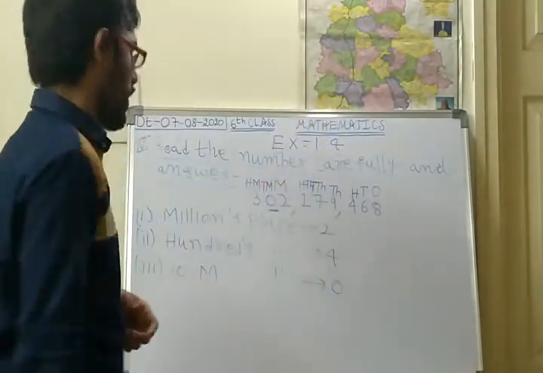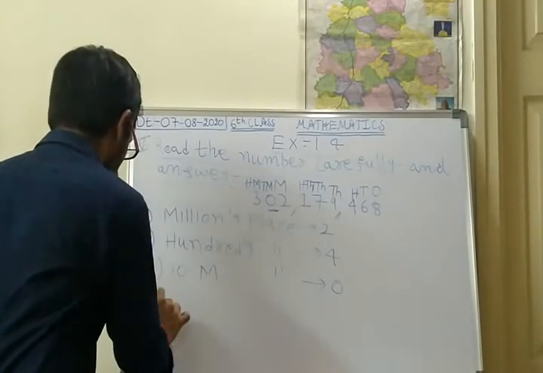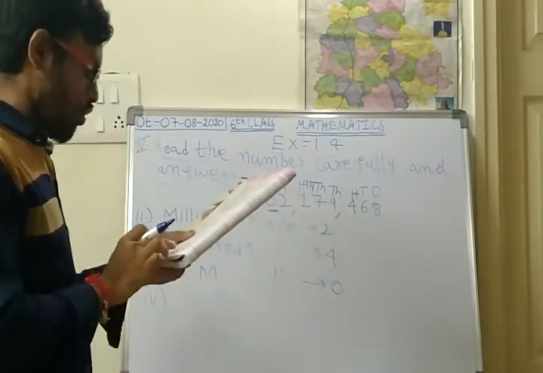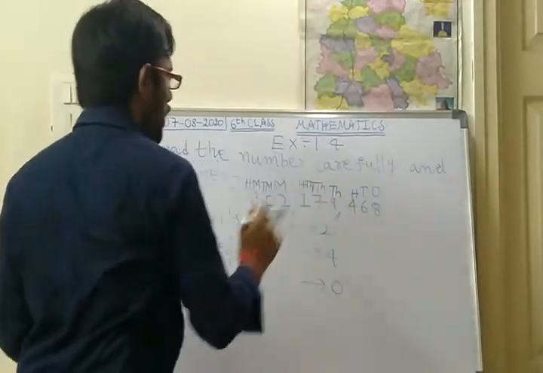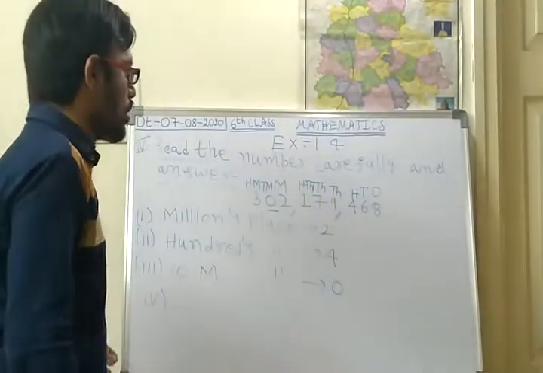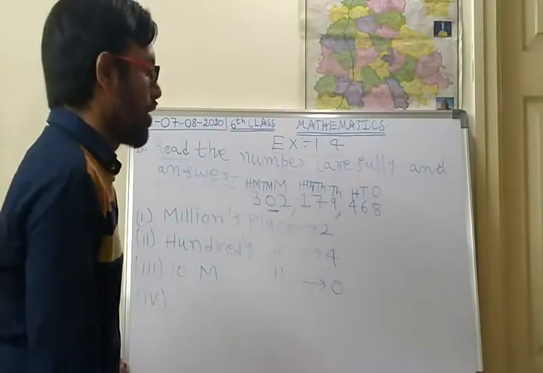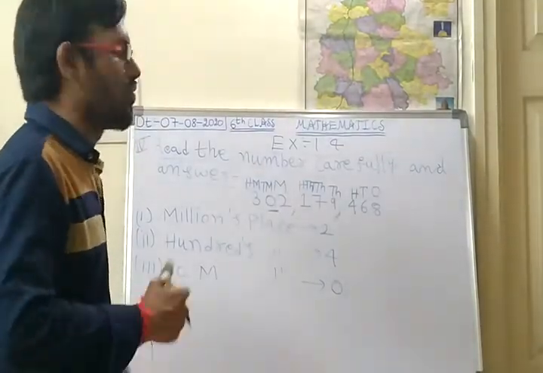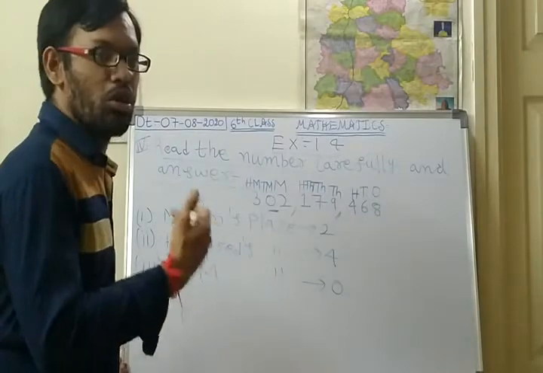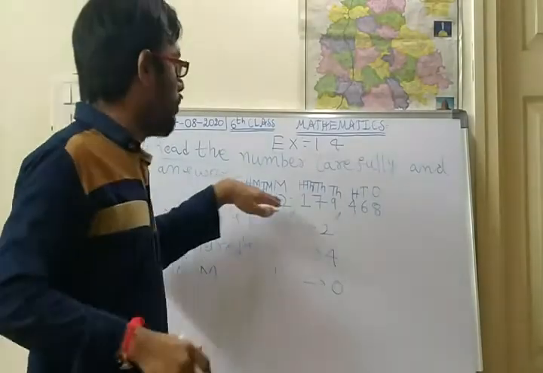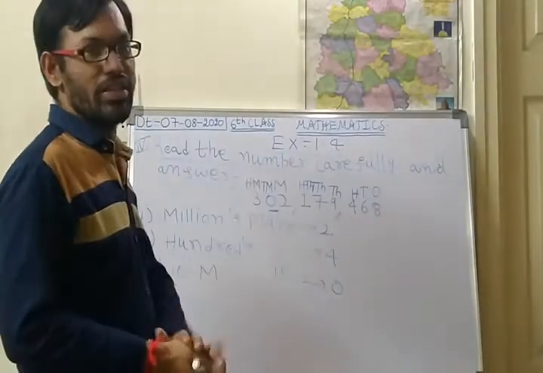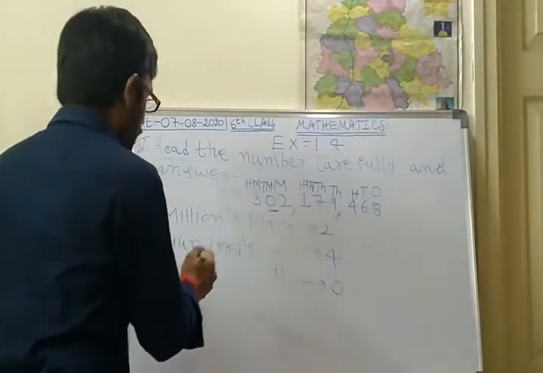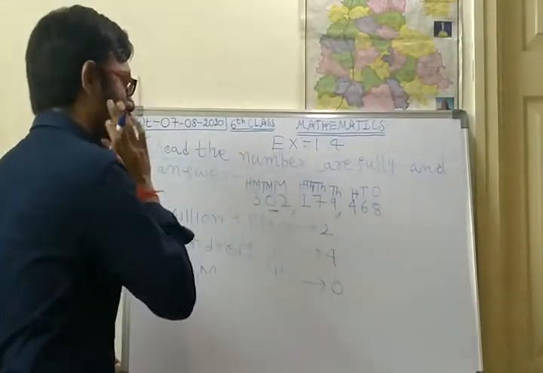Next, the fourth one, the last one. How many millions are there in the number? So in this number, how many millions are there? This type of question will be much tougher, but once you know it, you can get it. He is asking, so first of all, where is the millions category? So this is the millions category.